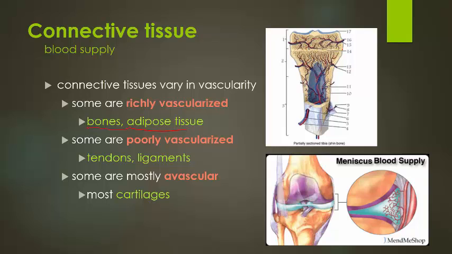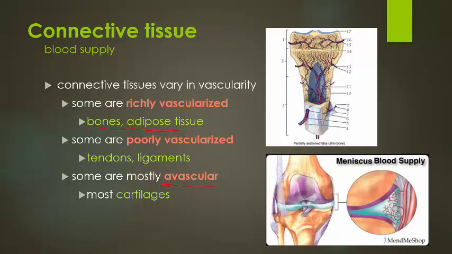Some connective tissues are poorly vascularized, so tendons and ligaments are an example of a connective tissue that has some blood supply, but not very much. And then there are some connective tissues that are mostly avascular. Remember, avascular, A meaning without, vascular, blood vessels. So most cartilages are either poorly vascularized or even have regions that are completely avascular.